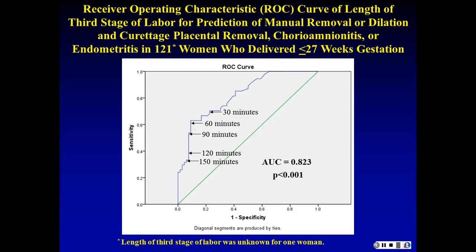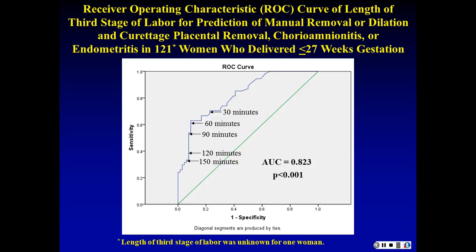Well, from the ROC curve, if you use this as your cutoff, you have a sensitivity of 70%, which tells you that 70% of the women in this study who have the composite endpoint have lengths of third stage of labor more than 30 minutes. And the specificity, this is 1 minus specificity, so this is approximately 78% of women who do not have the composite endpoint have lengths of third stage of labor below 30 minutes. All right, so if you use that as a cutoff, sensitivity 70% above, 78% below, that's fairly good.